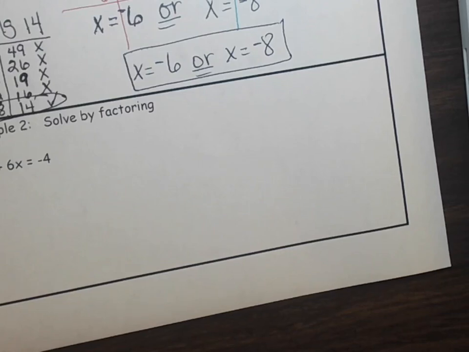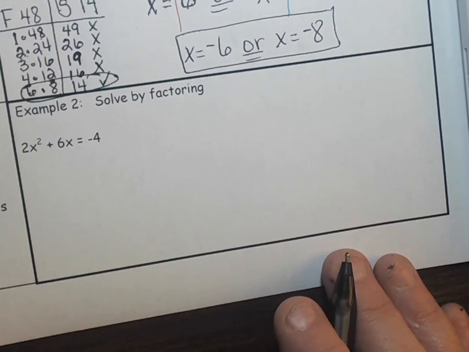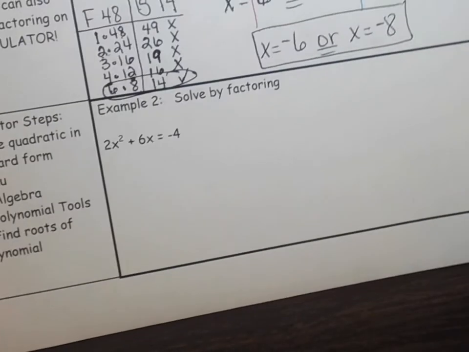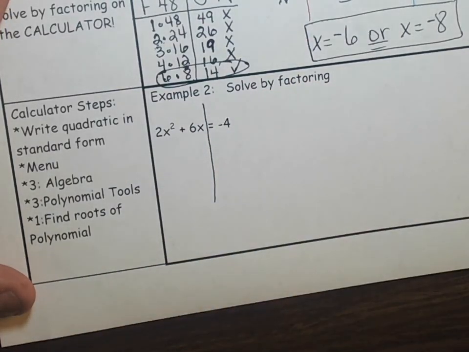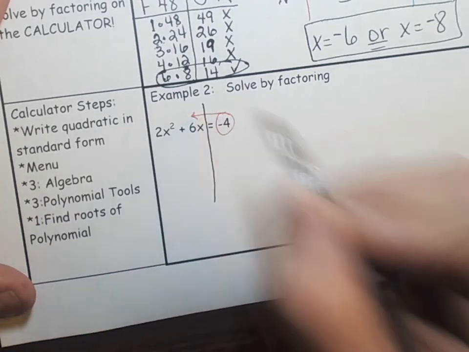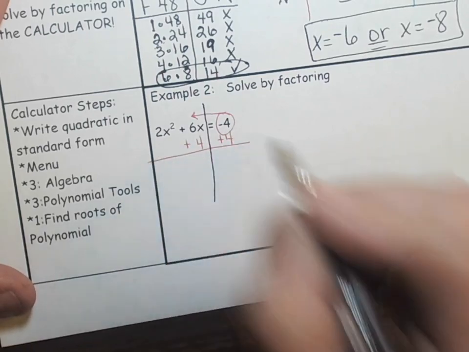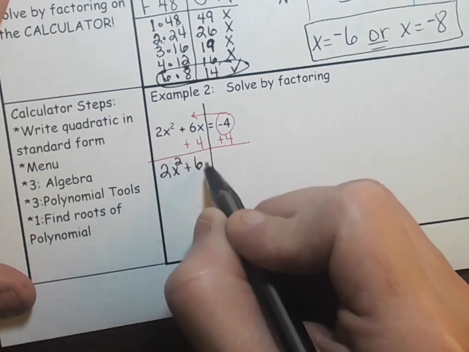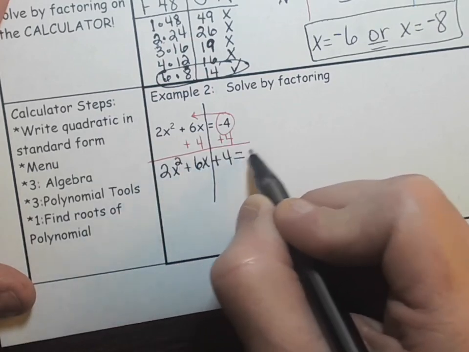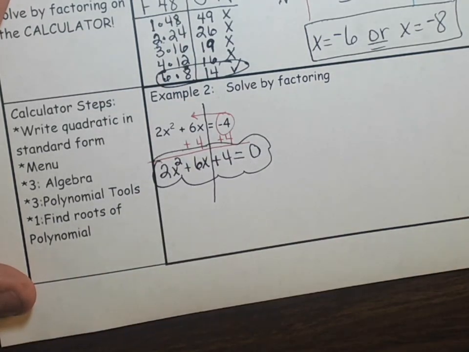So example 2 says solve by factoring. Before you can put it in the calculator, however, it has to be in standard form. So right here, step 1, we have to get this in standard form, which means we have to get this quadratic equation equal to 0. We want to move the -4 to this side, to the left. The opposite of a negative is a positive, so we're going to add 4 to both sides. And we get 2x squared plus 6x plus 4 equals 0.